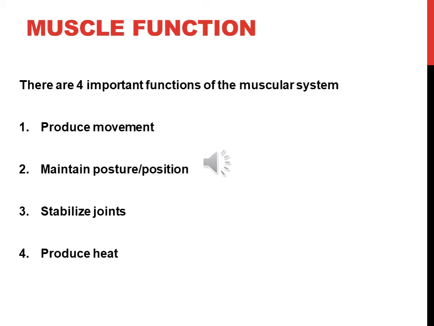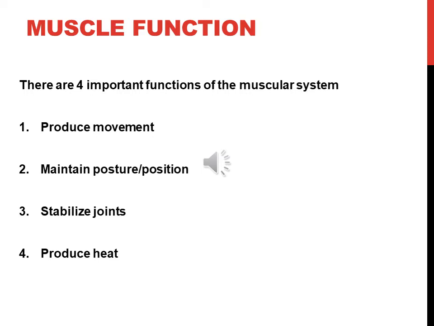4 important functions in the muscular system. First up is to produce movement. What that means is for skeletal muscle tissue, locomotion and manipulation of the environment. For cardiac, it's sending blood coursing through our bodies. And for our smooth muscle tissue, that's digestion and urinary-based movement.